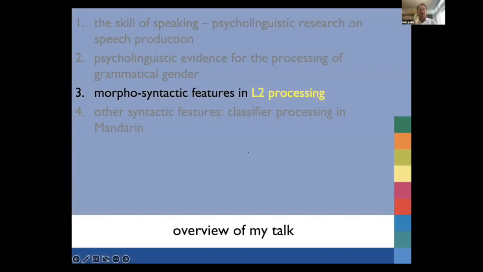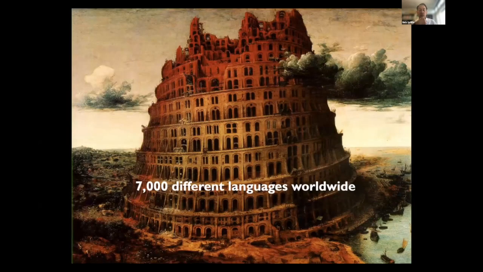Okay, now what happens in L2 processing? Do we find similar processes of morphosyntactic features also in L2 processing? So as we all know, there are many thousand different languages worldwide. But so far, the research has only focused on a couple of languages, at least with respect to experimental linguistics. So of the 7,000 languages worldwide, only a couple of them have been thoroughly investigated psycholinguistically. And I think there's still a lot of work to be done to do more cross-linguistic, but also second language research in terms of people who have learned languages as a second language that have not been investigated that much so far.